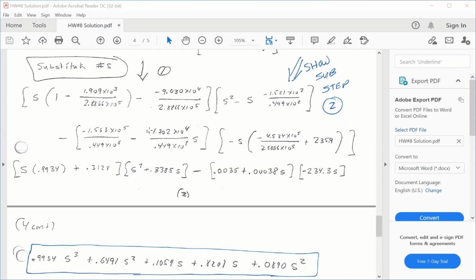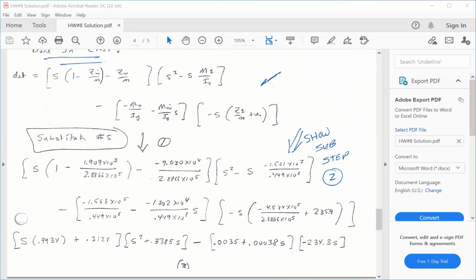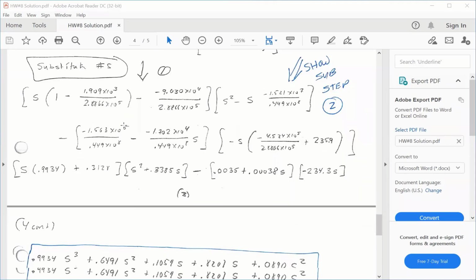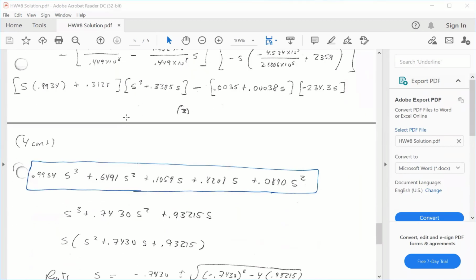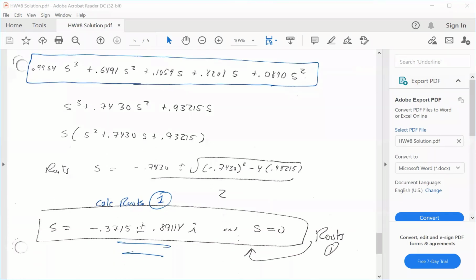So make sure you show this step where you plug in the numbers, and you're really just plugging in all the numbers into this, but obviously there's a lot of numbers. So you should get this polynomial here, and then if you divide through by the 0.9934, because you're going to set this to 0, you could factor it into these roots here. So here's the answer you should be getting.